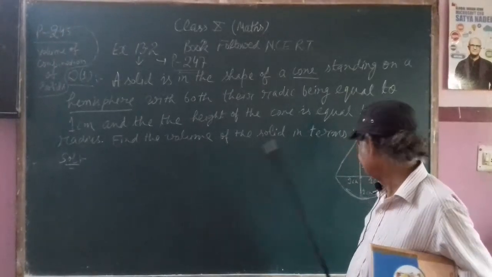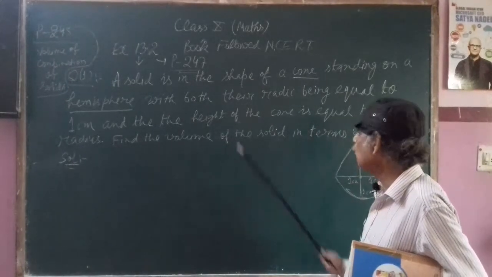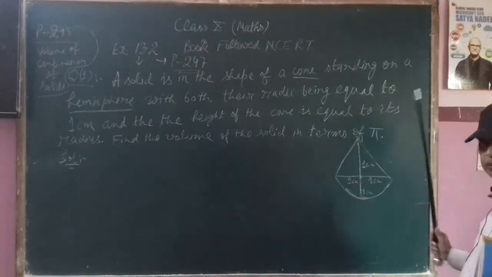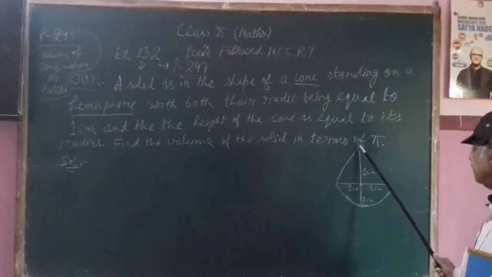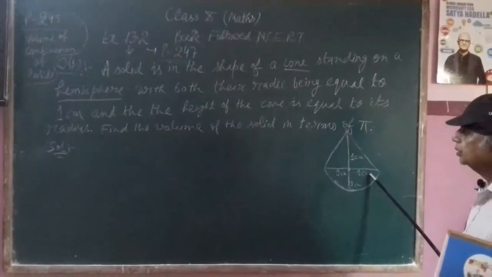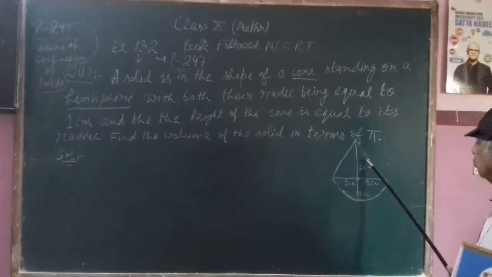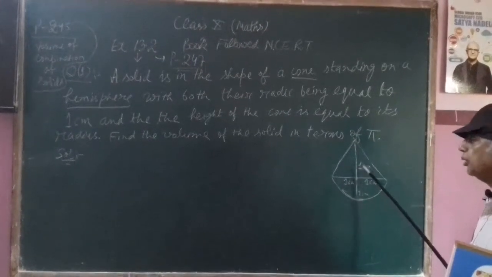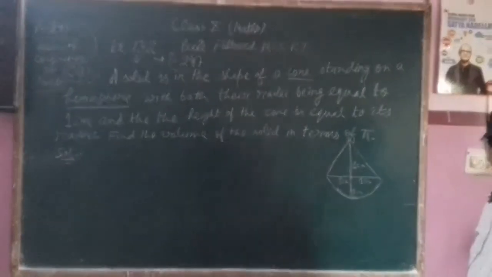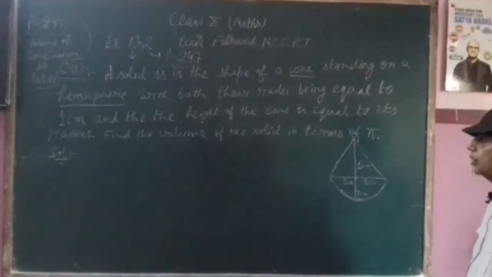Then you have to find the total volume of this solid. This is the main solid. Actually, this is a combination of two figures. One figure is your cone and one is a hemisphere. So we will apply the formula of volume for the cone and the volume of the hemisphere, then add them up to get the volume of the solid.